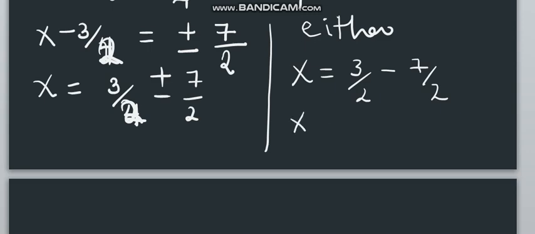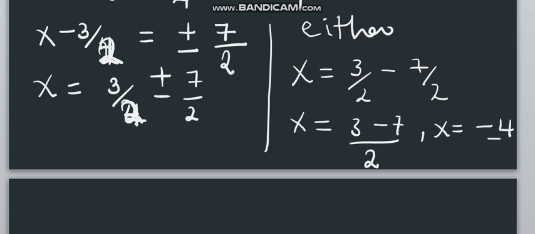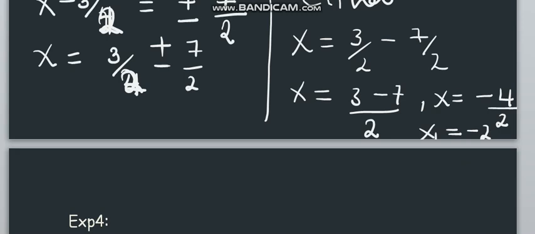So the LCM, what is the LCM? The LCM is 2. 2 divided by 2, 1 times 3, 3. 2 divided by 2, 1 times negative 7, we shall have negative 7. And we shall have our x will be 3 minus 7, we shall have a negative 4 out of 2. And our x1 shall be negative 2. Is that okay? Let me hope we are following.